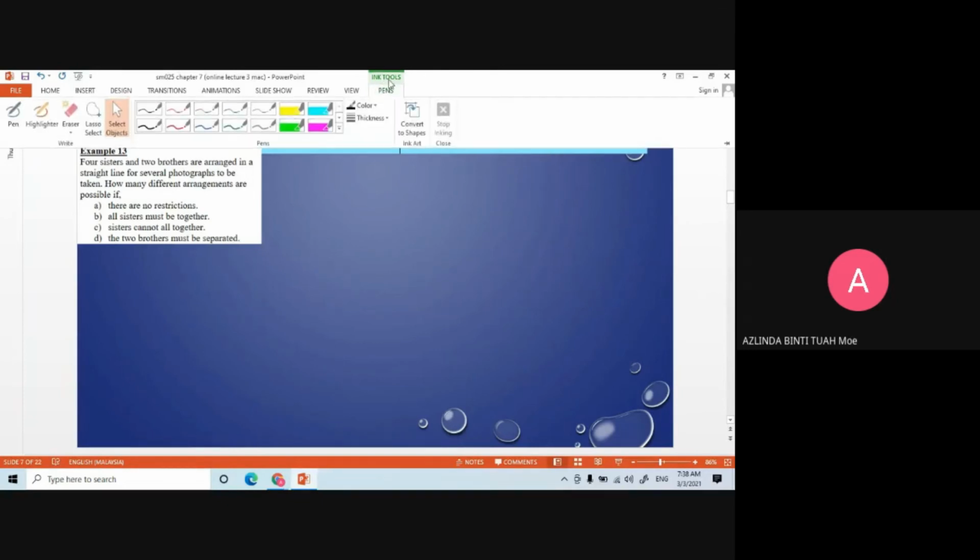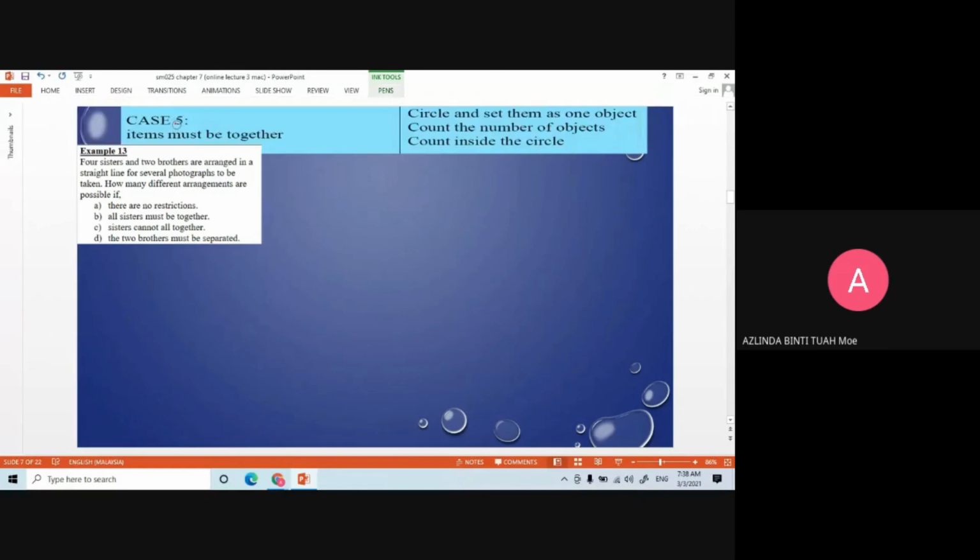Okay, let's look at example 13. 4 sisters and 2 brothers are arranged in a straight line for several photographs to be taken. How many different arrangements are possible if, kalau kamu nampak dekat soalan ni, dia combine beberapa case dalam satu soalan. So, kita kena pandai pilih case untuk setiap every single question. Kalau yang ni, there are no restriction. Total object sekarang adalah 4 sisters and 2 brothers.